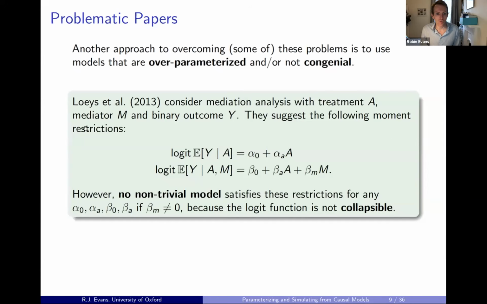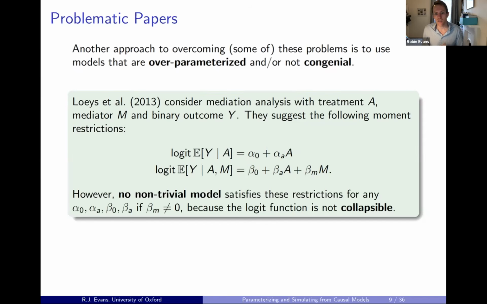So here's a simple example from a paper by Loys et al. They consider a mediation model with a treatment A, mediator M, and a binary outcome Y. They suggest the following moment restrictions. The first is that Y conditional on A is a logistic regression, so it's linear in A. And also that Y conditional on A and M is a logistic regression, so it's linear in A and M. But unfortunately, the logistic function is not collapsible, which means that unless beta M is equal to 0, and then the two models just collapse to be the same, there is no non-trivial model that will satisfy these restrictions.